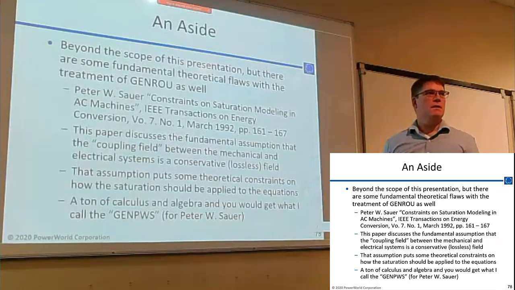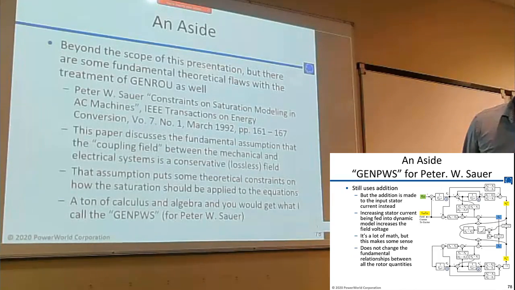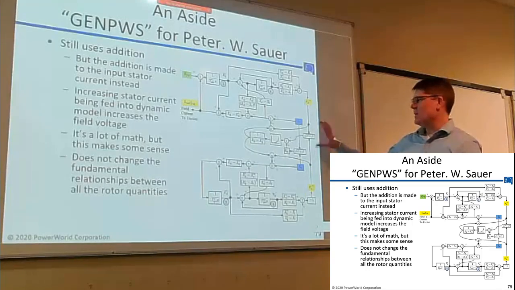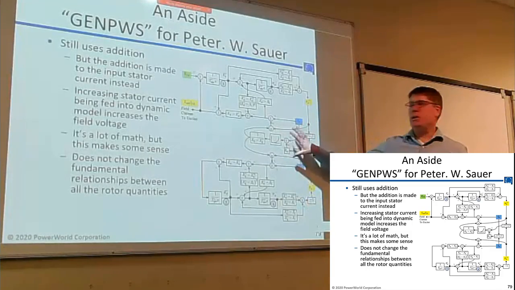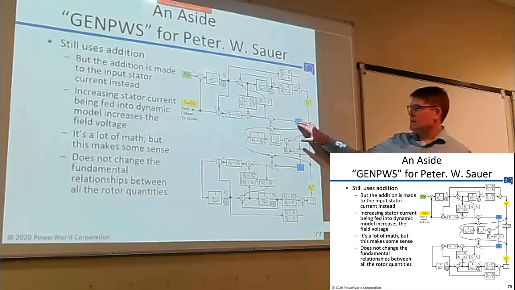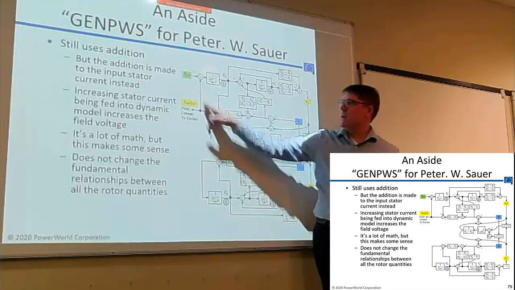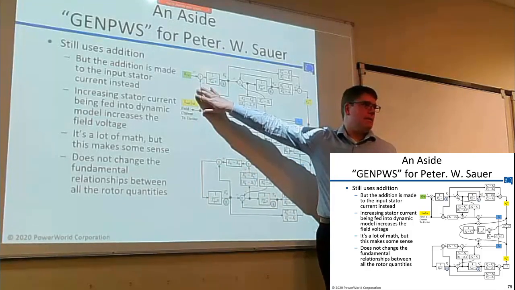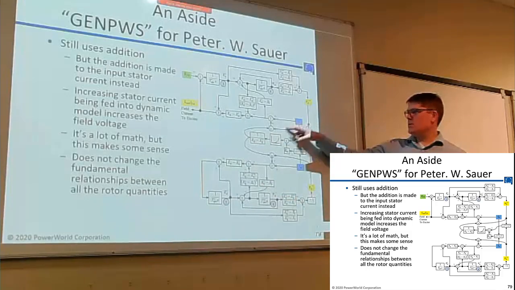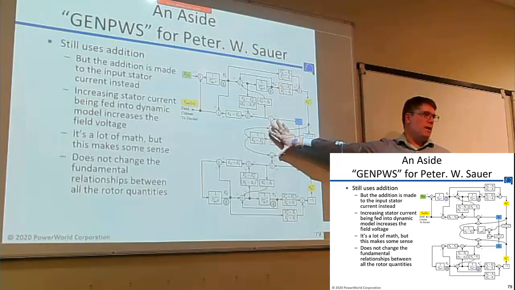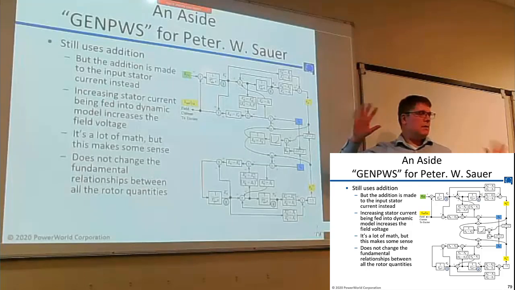Well, correct. But if you look at his paper, what he didn't get to here was that, instead of adding it in over here, which is right where the test is, if you just add in some extra current, then it still satisfies all of his theory. And this model would have been just as easy to implement, but no one ever did.